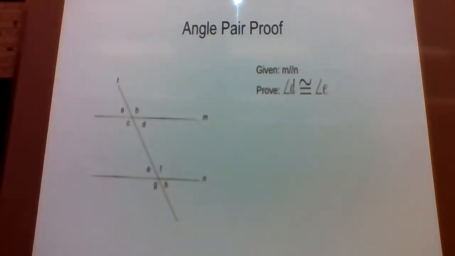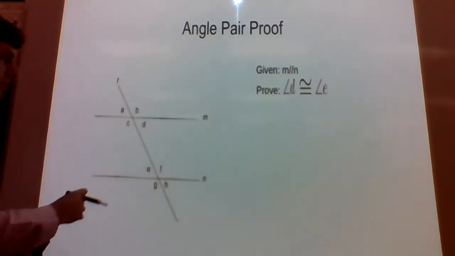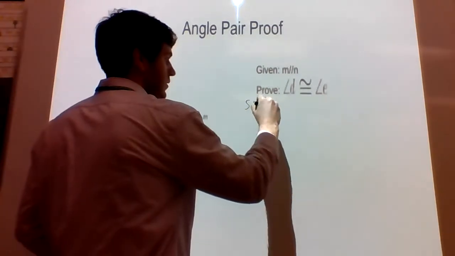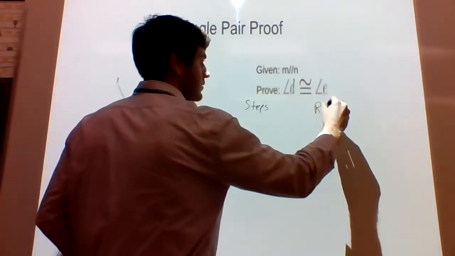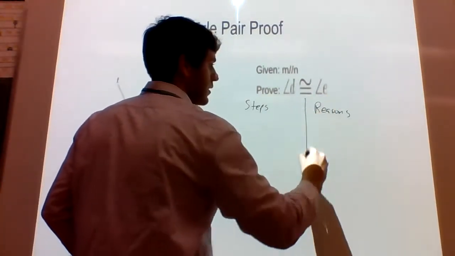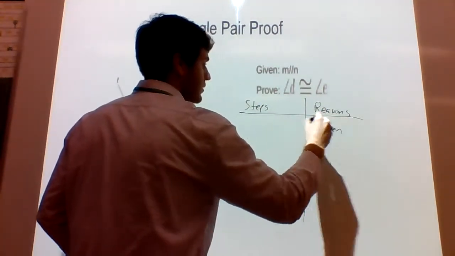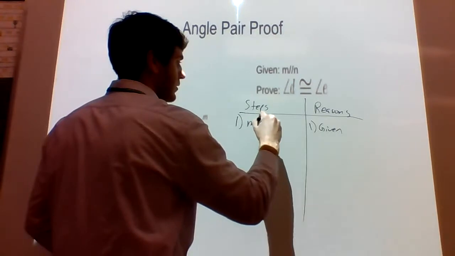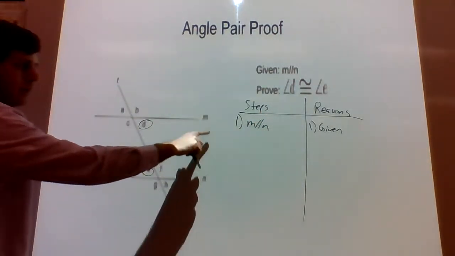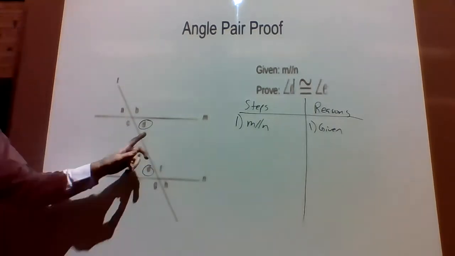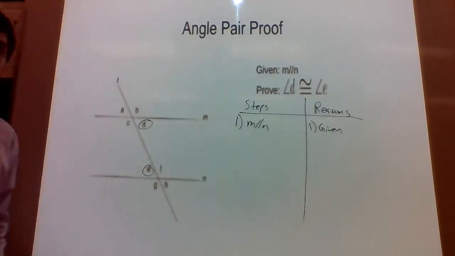So we are given M is parallel to N, and we want to prove that angle D and angle E are congruent. So here's the angle D, here's the angle E. So we have steps, reasons. Always start with our givens, which is that M is parallel to N. So here's M and here's N. These lines are parallel. They're cut by a transversal. We notice that D and E are alternate interior angles.